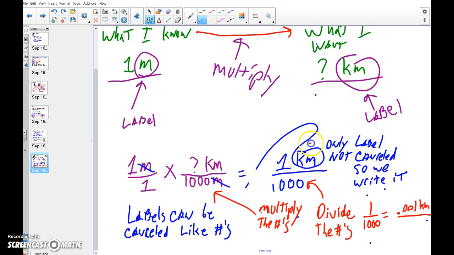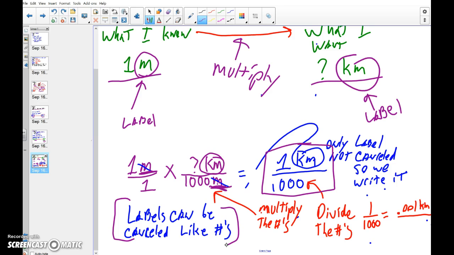Now, this is the problem. See over here how I have 1 kilometer over 1,000? And see how I've labeled the kilometer as the only label not canceled, so we write it? See over here how we put what I want? You always need to set these problems up so that you end with what you want. So here I have kilometer as what I want. Since I need to get rid of meter, I have to put meter at the bottom here and at the top here. Because, see this note right here? Labels can be canceled like numbers.